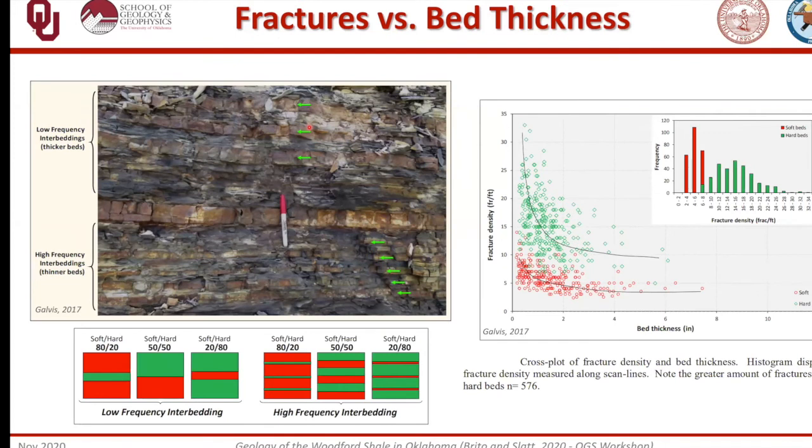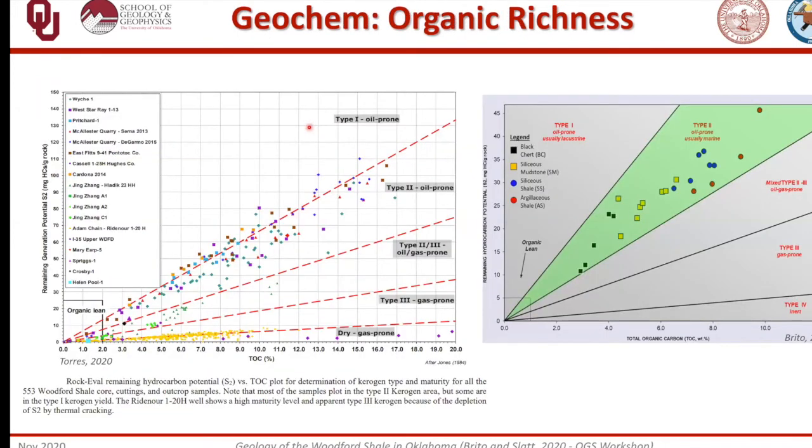For geochem, I know Emilio Torres, a good friend of mine and part of the team, is going to present tomorrow and probably discuss this in detail. But a lot of our data from previous research is plotted here, TOC versus S2. You can notice that most of the Rock-Eval data plot into the Type II oil-prone field, and we know that biomarker work done by Dr. Philp and his students shows that these are marine shale organic matter.